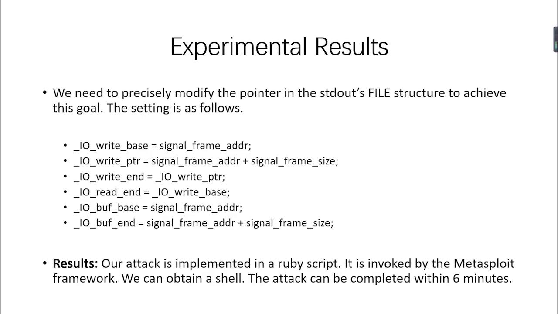When the signal returns, the program will execute the exec system call instead of the original system call. Finally, the attacker can get a shell. This is the pointer setting for the put function to work well.